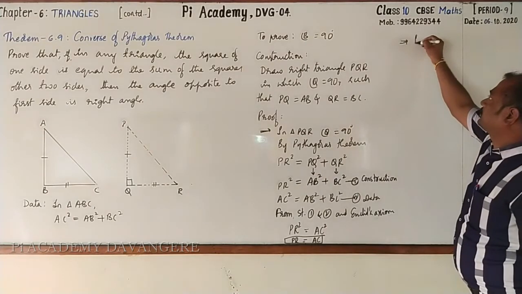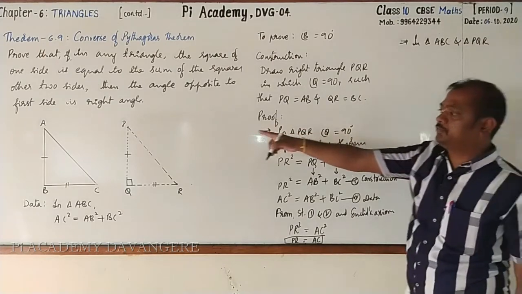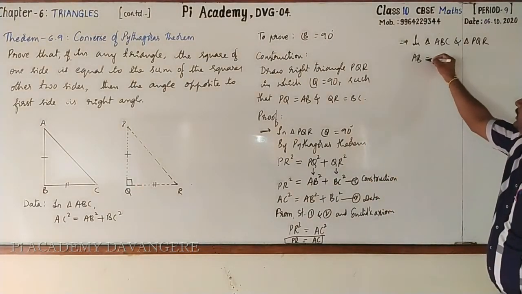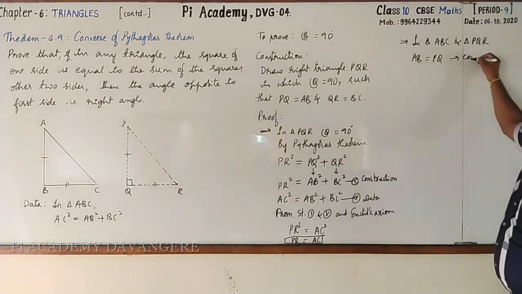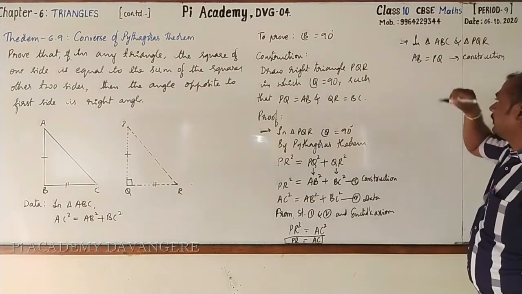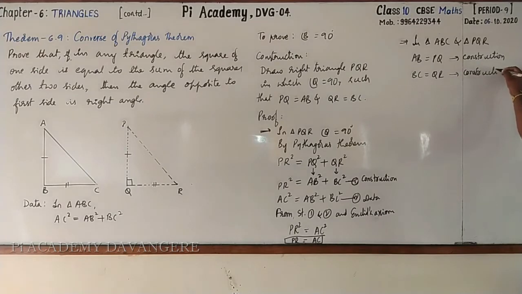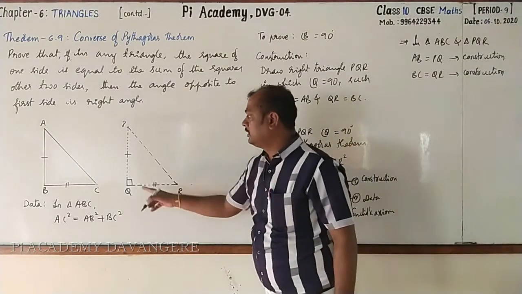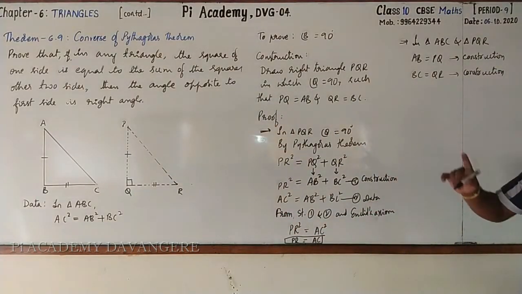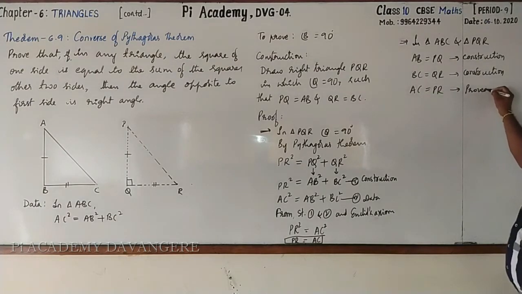I'll go for taking both the triangles. In triangle ABC and triangle PQR, AB equal to PQ, right? AB equal to PQ. This is from construction. Next, BC equal to QR. BC equal to QR. What about the reason? Again, the reason is the same. It is construction. Then AC equal to PR. What is the reason? From the proved statement. AC equal to PR, proved statement.